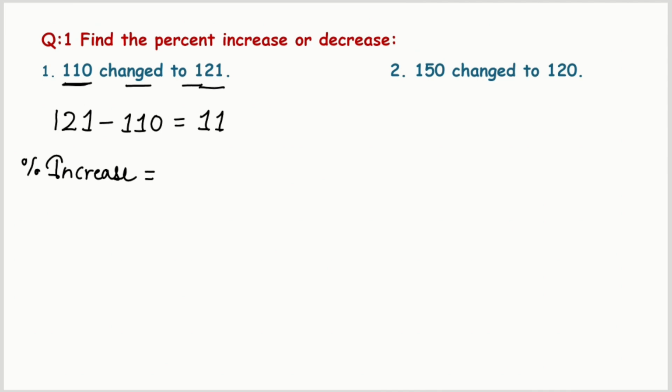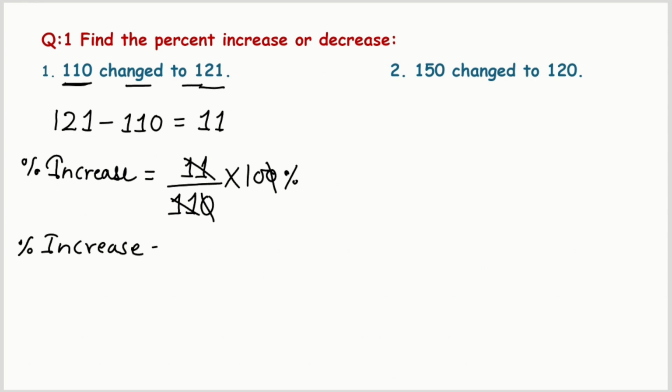And how we calculate the percent increase? So difference between these two values over the base value, which is 110, and times 100%. Now this 0 will be cancelled with this 0. This 11 will be cancelled with this 11. So percent increase is 10%.